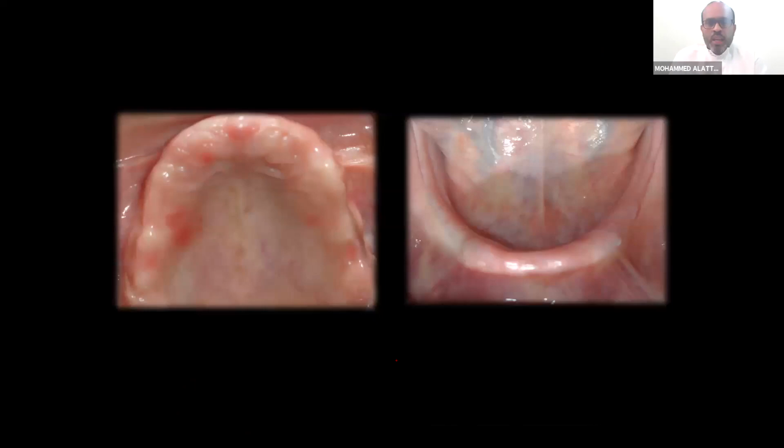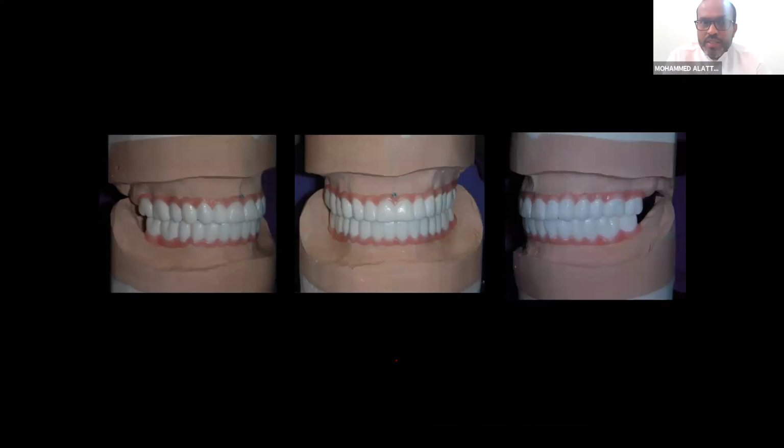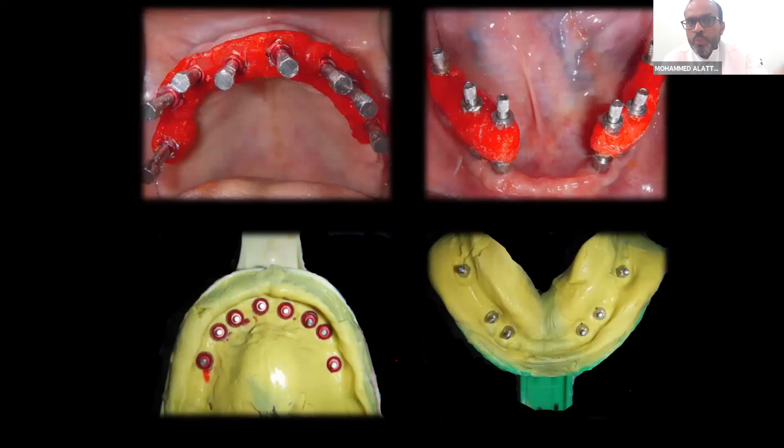This is another case where the patient has this relation in a mounting cast, and the diagnostic work-up was done and the planning was done for this patient to do the implant supported fixed prosthesis. And after the implant was placed, we came back and we took the final impression with this duralay. We did it as a direct, and the patient has a provisional for some time.